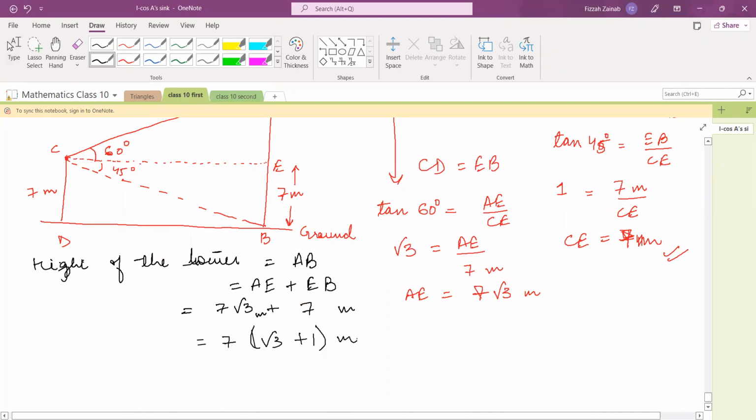That's the answer. Sometimes root 3 value is given in the question. So if in the exam it is given that root 3 is equal to 1.73, then you have to put that value and you have to solve it further. Understood?